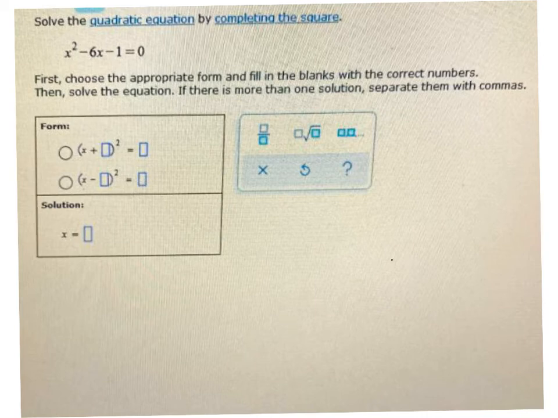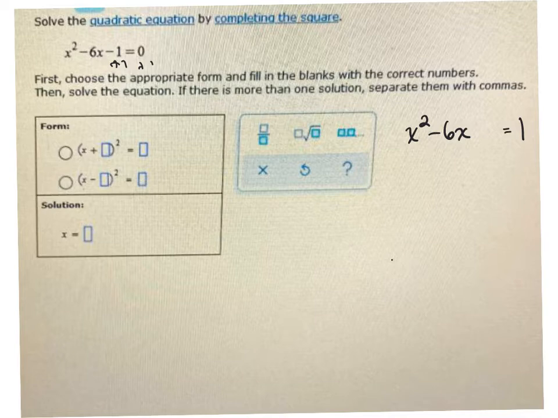All right, we're going to look at solving this one by completing the square. So the first thing you want to do when you complete the square is make sure that you have just an x squared term, and then your x term, and then you want to move your constant to the other side. So I'm going to add 1 to both sides. So I'm going to get x squared minus 6x equals 1.